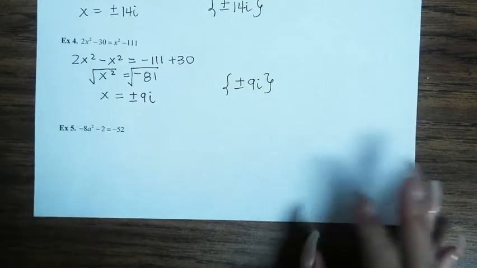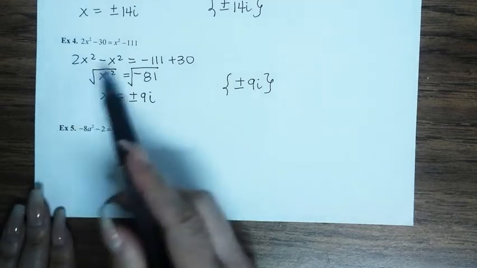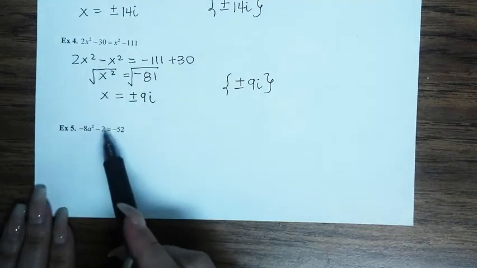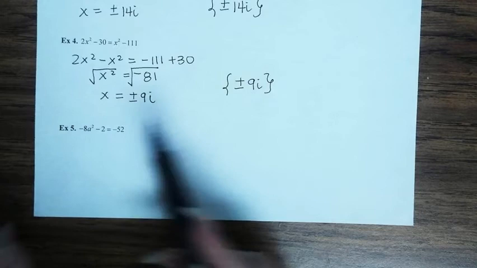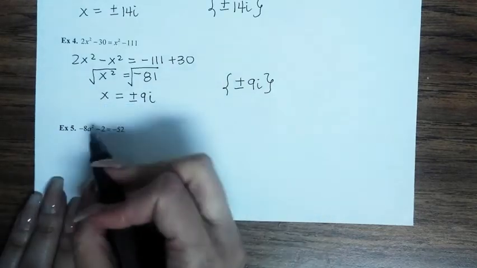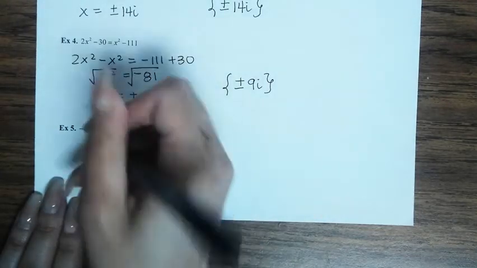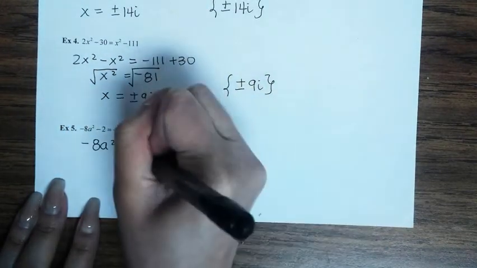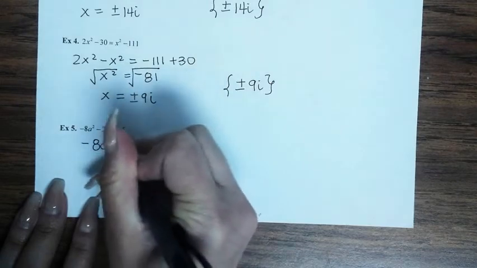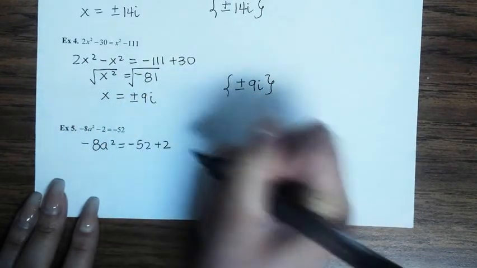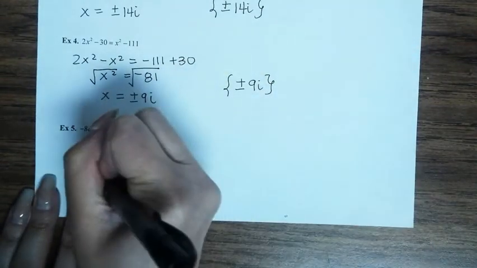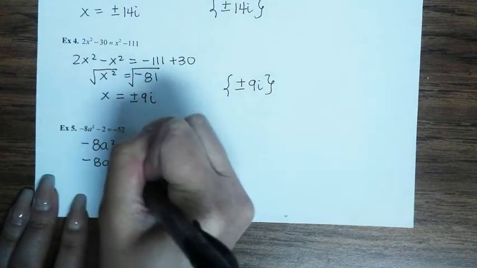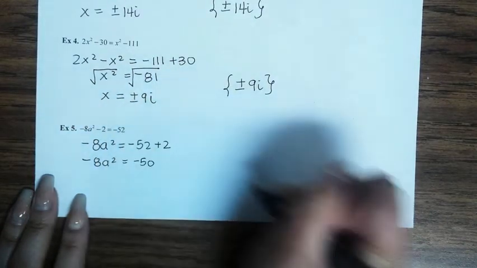The last one on this page is quite similar to number 4, but we only have 2 constant terms. So you leave the quadratic term on the left side, having negative 8a squared equal to negative 52, and this 2 you pass with the opposite sign to the other side. So you have negative 8a squared is going to be equal to negative 50.